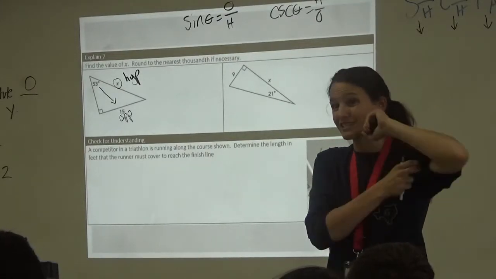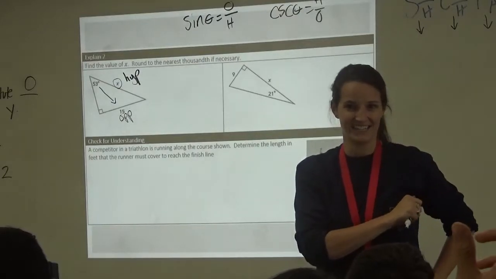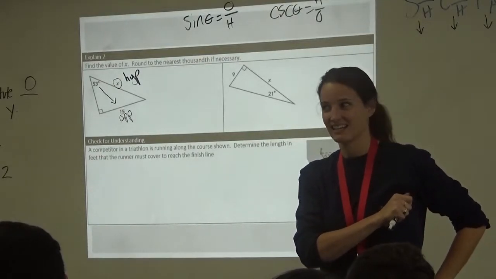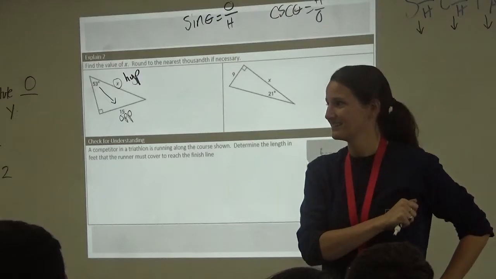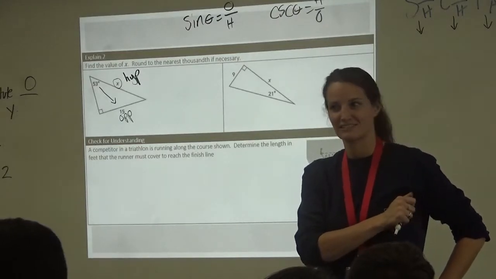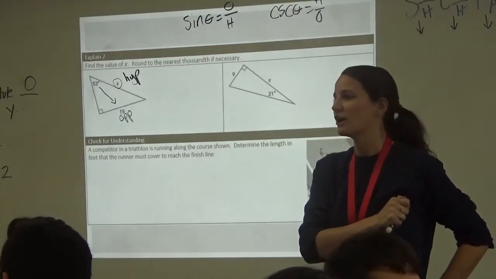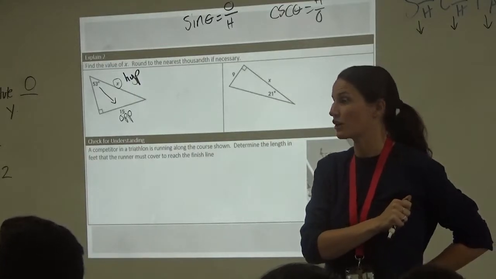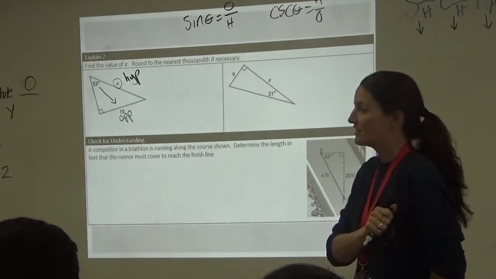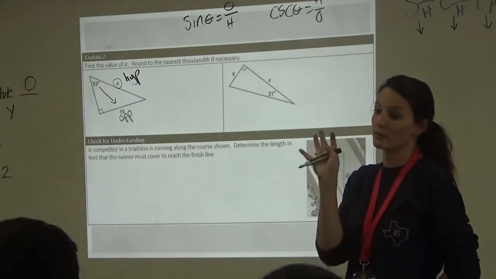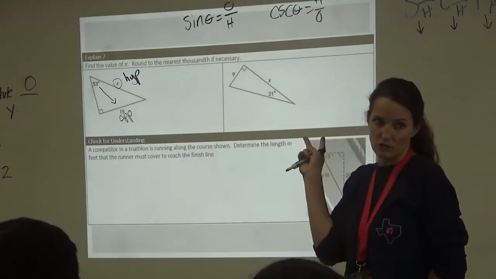Could I use cosine? I like cosine. No. Why not? I don't have the adjacent side, right? Okay, so if I don't have the adjacent, then I'm kind of stuck. So I can't pick whichever one I want. I can't pick cosine, but I could use either of these two.